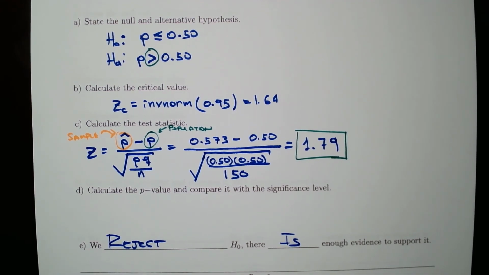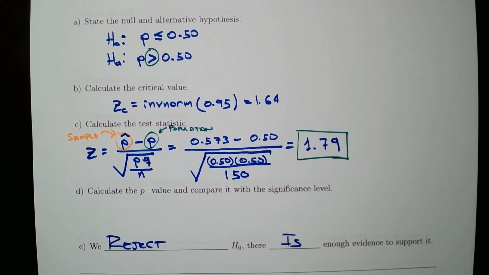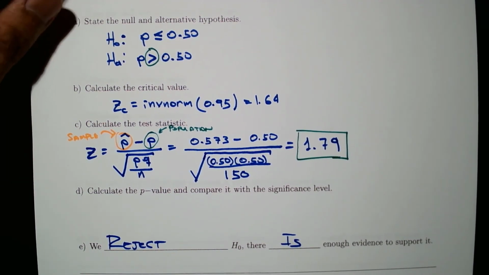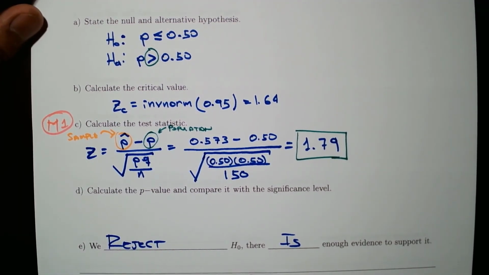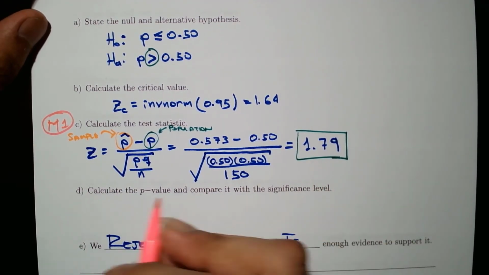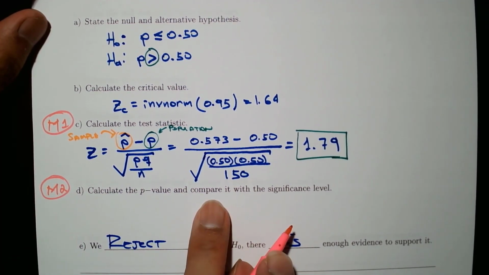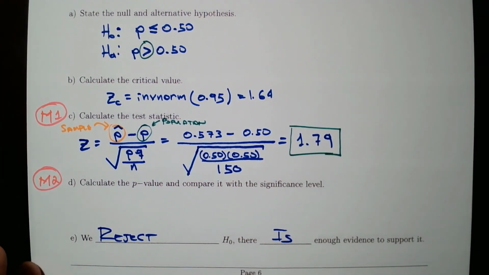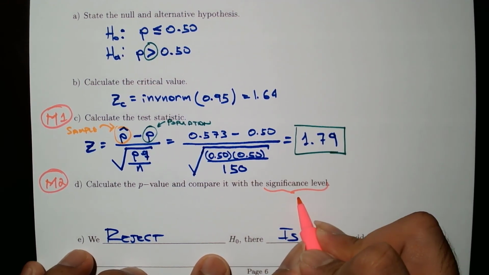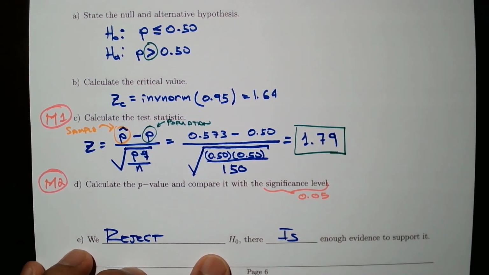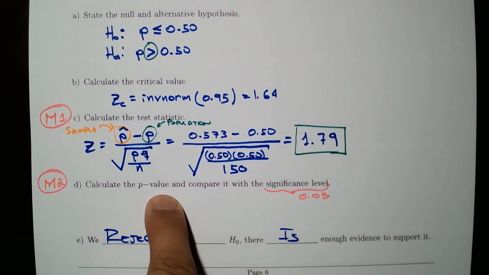All right. Now, how are we going to do the test? That's the second method, because again, this is method 1 using the test statistic, the z-scores. Method 2 will be calculating the p-values and comparing with the significance level, which in this case is 0.05.